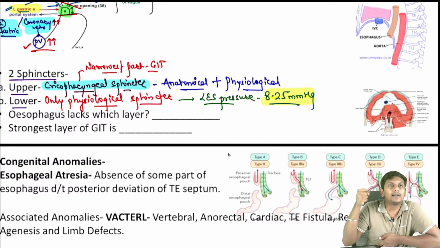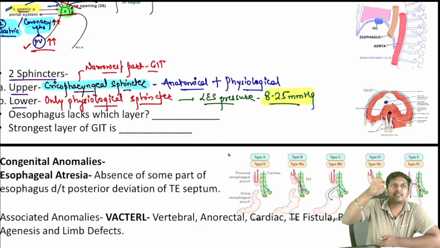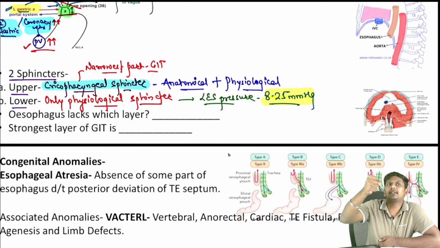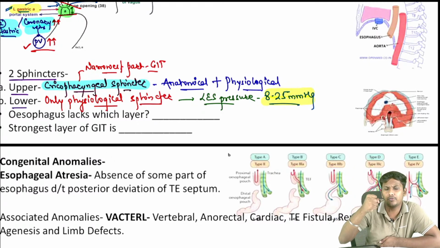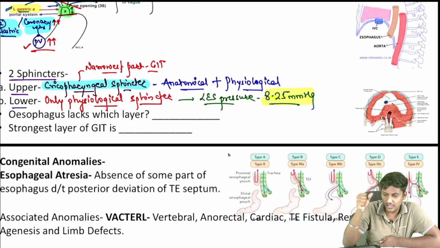I am saying that the muscles at the lower esophageal sphincter are not able to relax. As they are not able to relax, they are in constant spasm. They are blocking the esophagus, okay? So that is the reason the patient is not able to eat anything. There is dysphagia, okay?